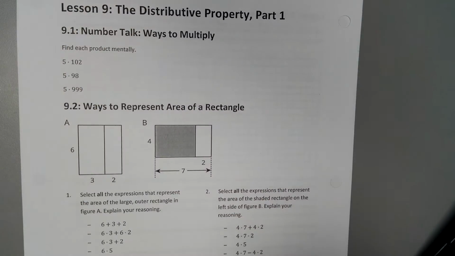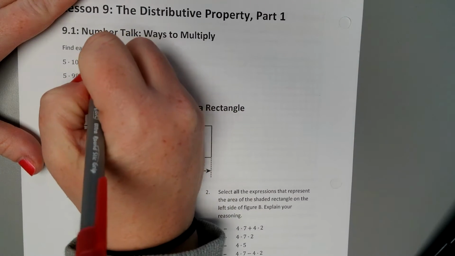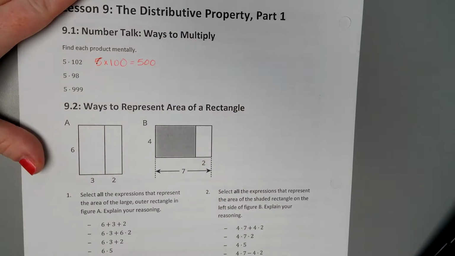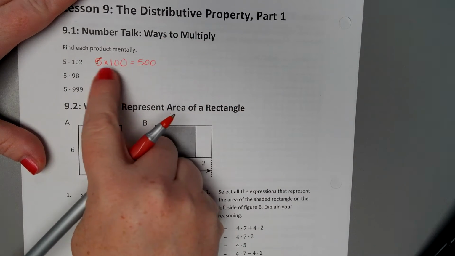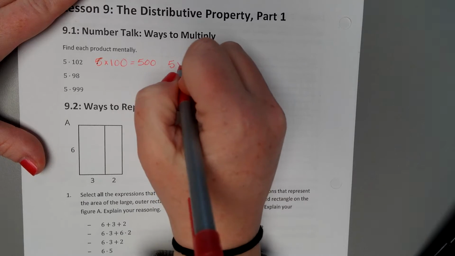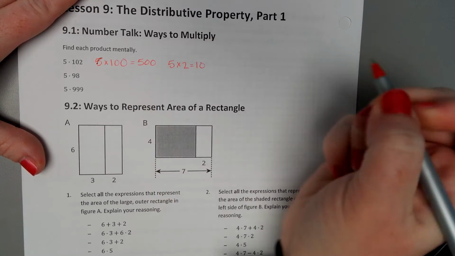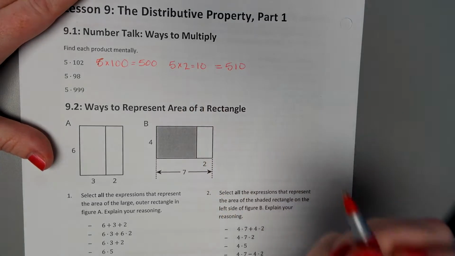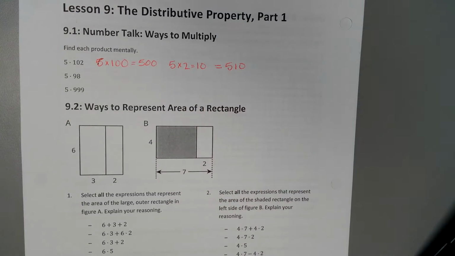Well, something you might know is that 5 times 100 is 500. So I have 100 groups of 5 already. I need 2 more because this is 102. So then I would have 5 times 2, which is 10. And that would then give us 510 as the overall answer.